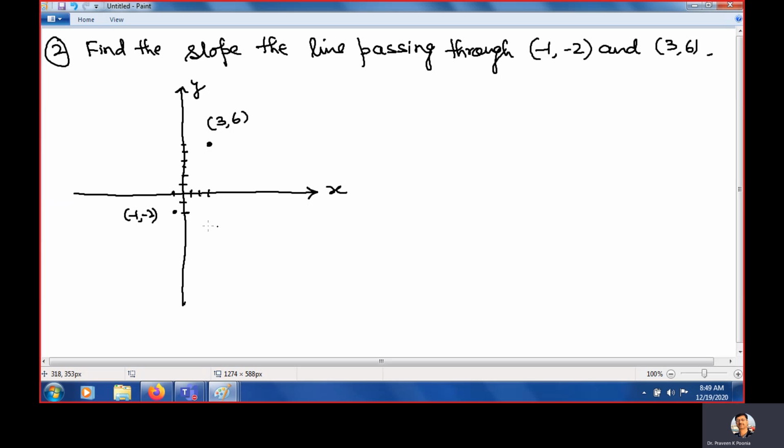Now, if you join this line, it will be like this one. It is very difficult for me to make this line. Or how we can make it? Just a minute. It is, we can make it like this.